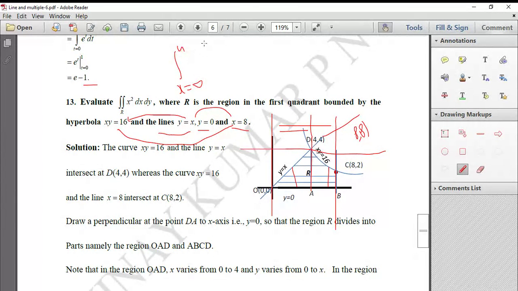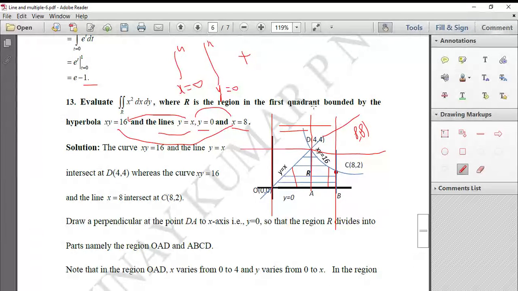So the first double integral is x varies from 0 to 4 and y varies from where to where? Yes, this line y is equal to 0 to what is the height? x. Plus that gives you the area over this region.